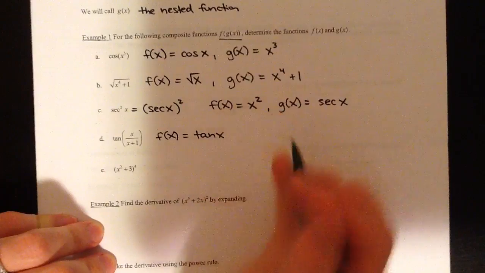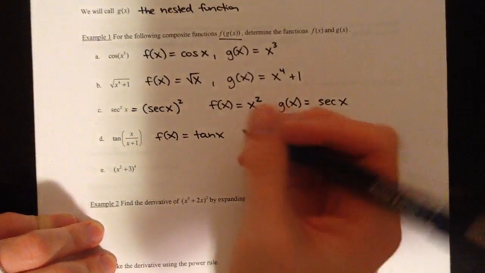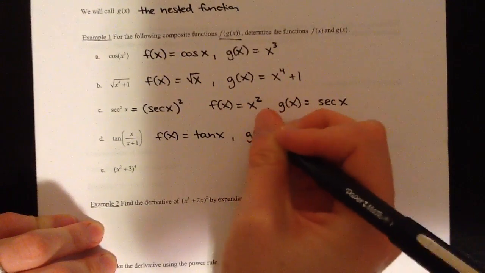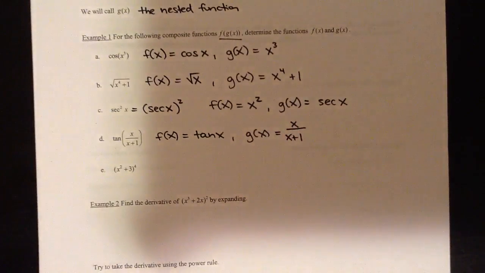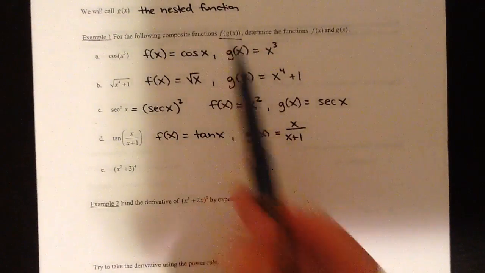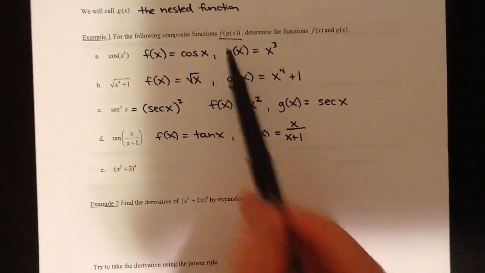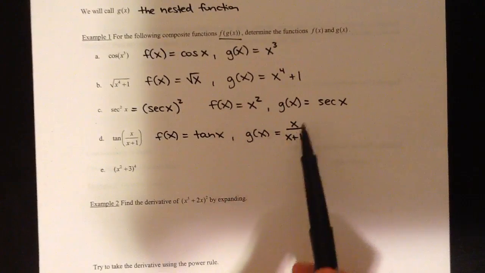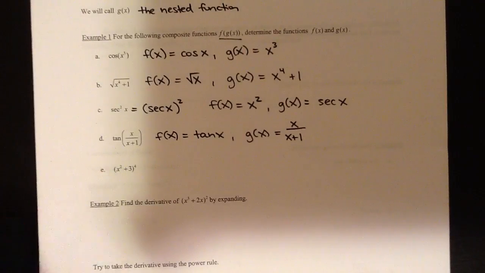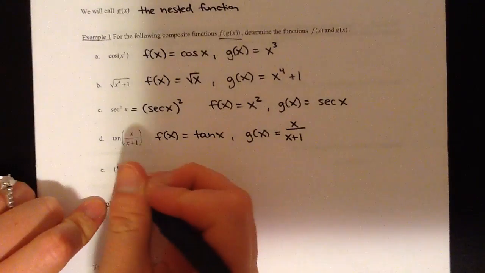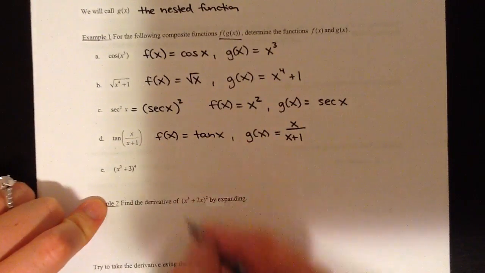But instead of just having an x plugged in, we have this quotient. So that quotient is our nested function. Okay, so again, algebra 1 style, if you were to practice plugging one function into the other, f of g of x, if we replace this x with the expression x over x plus 1, we would have this function right here.